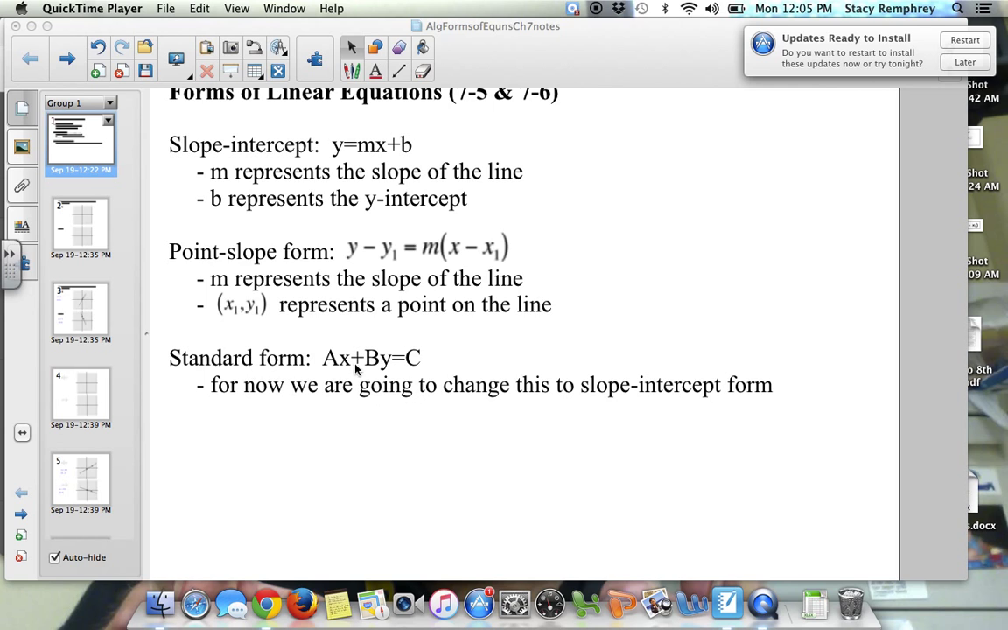Okay. There is another form called standard form, and when equations are in this form, it's difficult for us to see important information, the slope or anything like that. So for now, we're going to change these to slope-intercept form. And we did this before. You did this when I asked you to solve the literal equation for y. Now when we change to slope-intercept form, we're going to get some really great information.